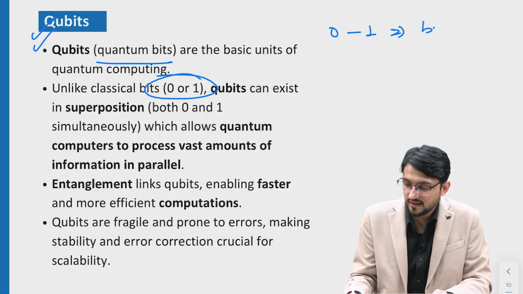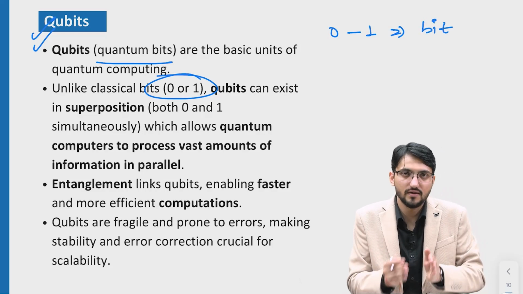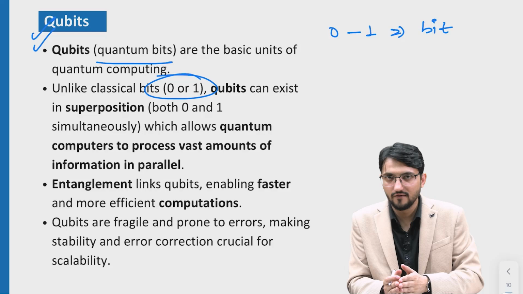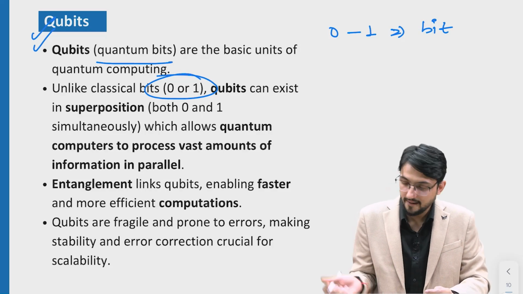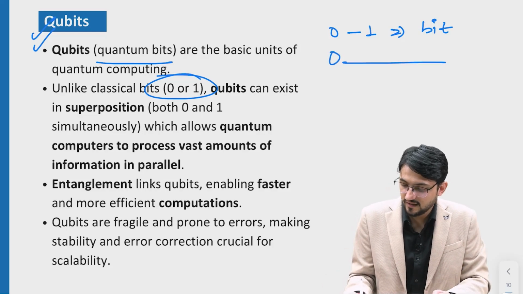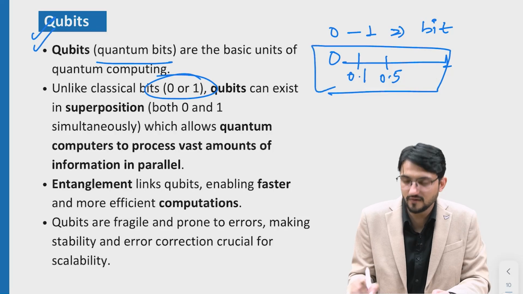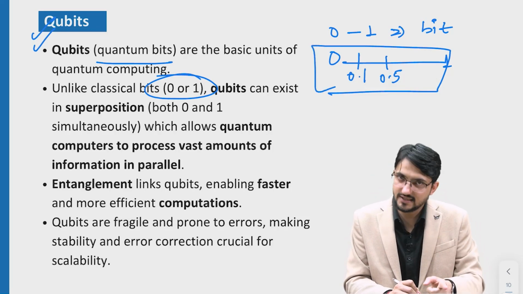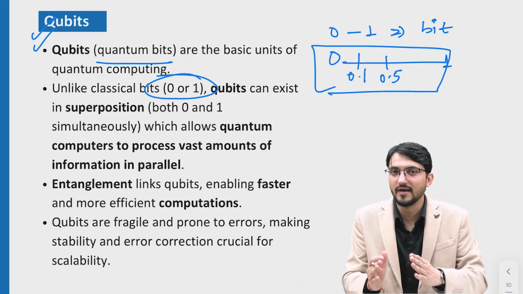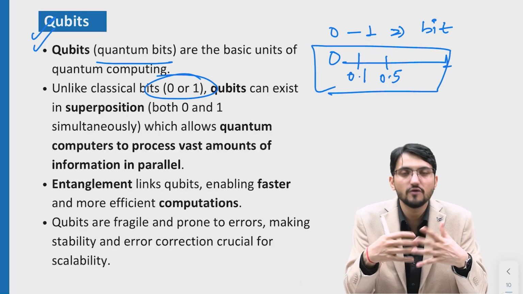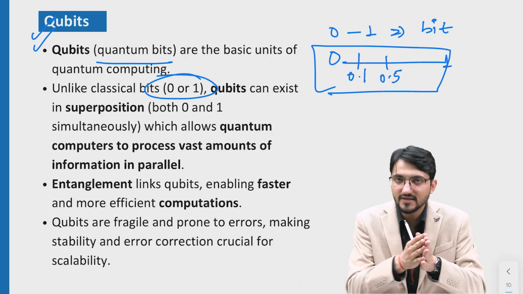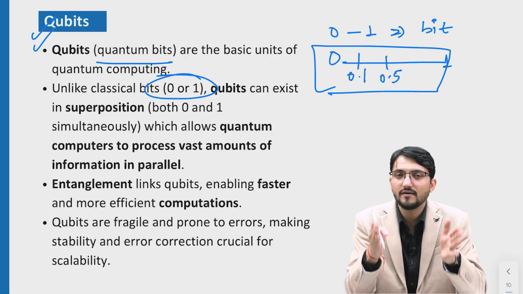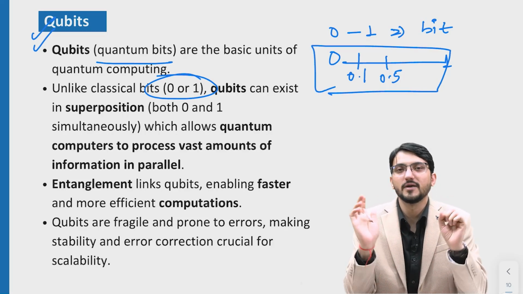So you all know this is bit 0 to 1. Either it is 0 or 1. You can have two values, yes or no. But qubits can exist between them. Basically 0.1, 0.5, all the values that are possible between 0 and 1 can exist. It's not just 0 and 1. Now you can imagine the possibilities of calculations that you can do based on this expanded area of possibilities.